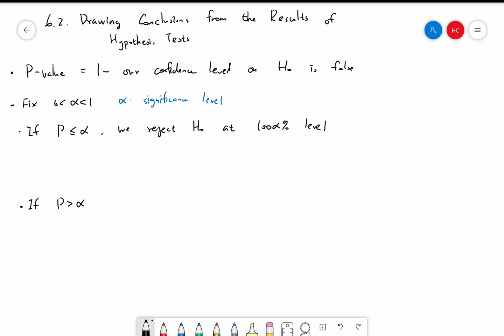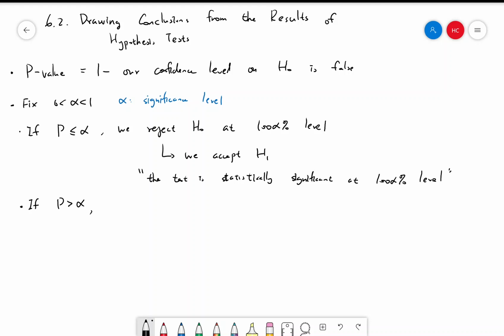Reject H0 means we accept that H0 is false. So that means we accept H1, which is the opposite of H0. And in this case, we also say the test is statistically significant at this level. So if p is less than or equal to alpha, then we get what we want, because our goal from the beginning is to reject H0.